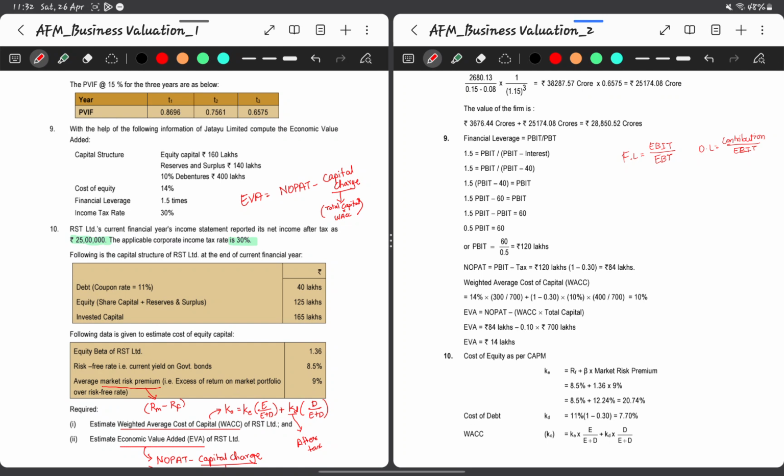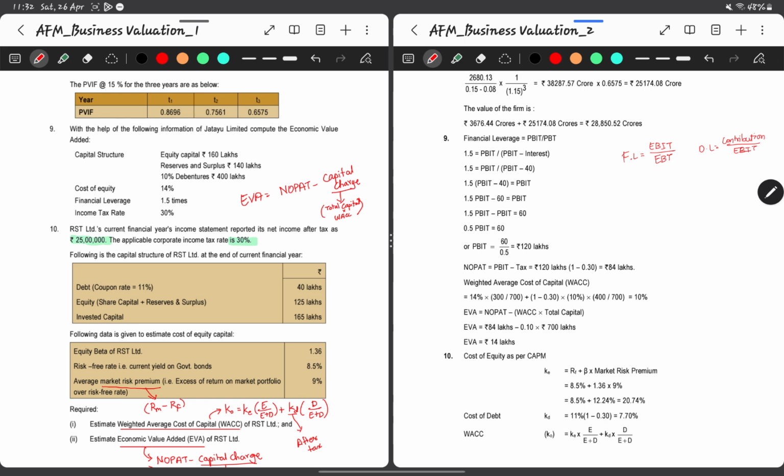Practical question 9. With the help of the following information of Jatayu Limited, compute the economic value added. Capital structure is given: equity capital 160 lakhs, reserves and surplus 140 lakhs, and 10% debentures of 400 lakhs. Cost of equity 14%, nothing but the KE, and financial leverage they've given 1.5 times, then income tax rate of 30%.